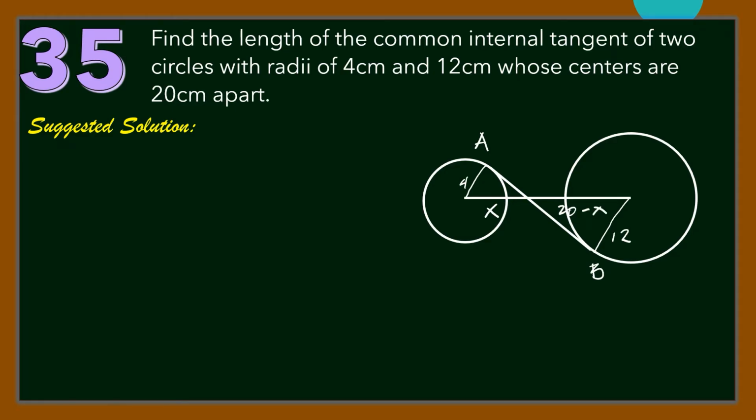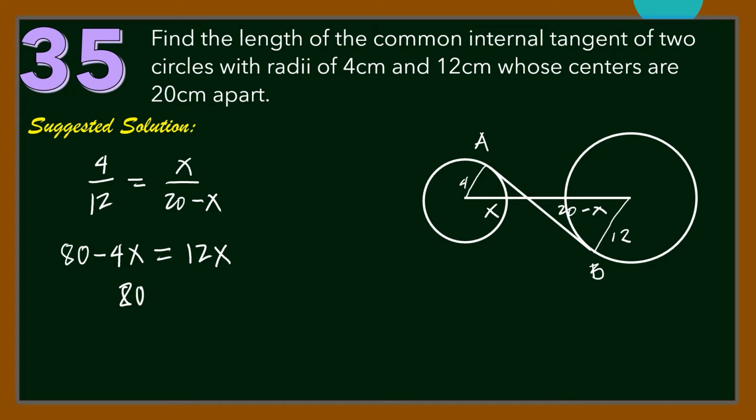Since the two triangles formed are similar, we have 4 over 12 equals x over 20 minus x. Solving for x, we do cross multiplication, that is 80 minus 4x equals 12x. Then we have 80 is equal to 16x. Dividing both sides by 16, we have x is equal to 5.